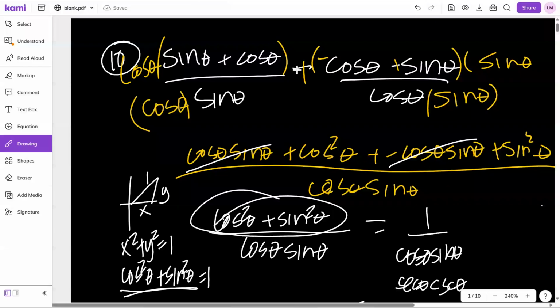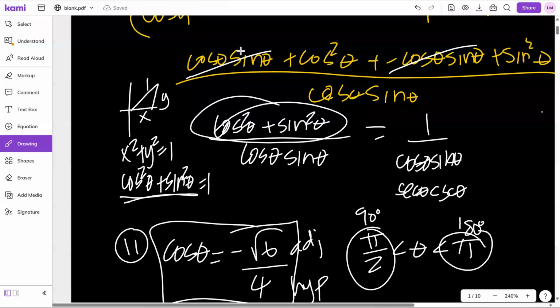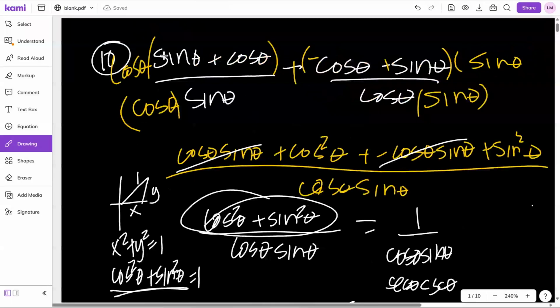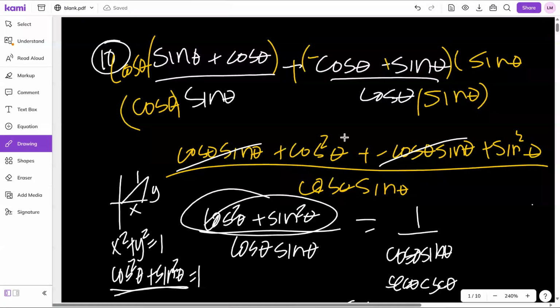Multiply top and bottom by cosine on this first one, top and bottom by sine on the second one. And then you can get rid of things. So you can see as I push this through, I get cosine times sine, cosine squared. I push the sine through: negative cosine times sine, positive sine squared. So I ended up with these two being able to cancel out.